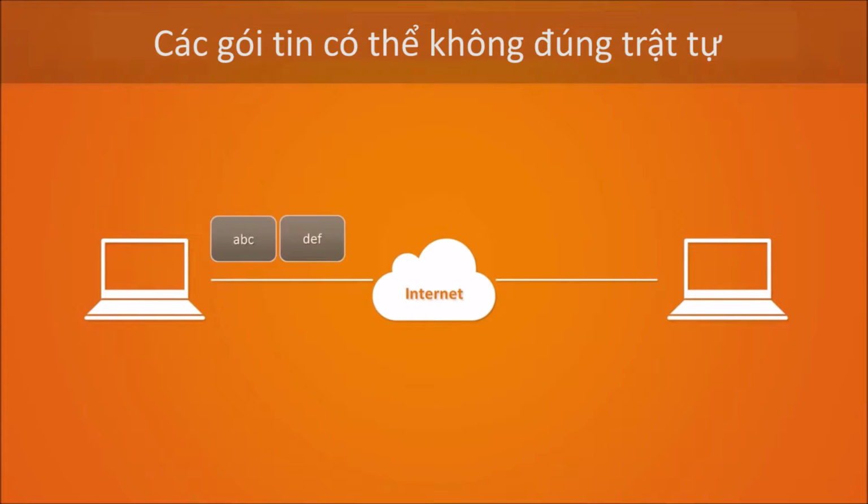UDP does not guarantee in-order packet delivery. Packets won't necessarily arrive in the application in the order that they were sent.